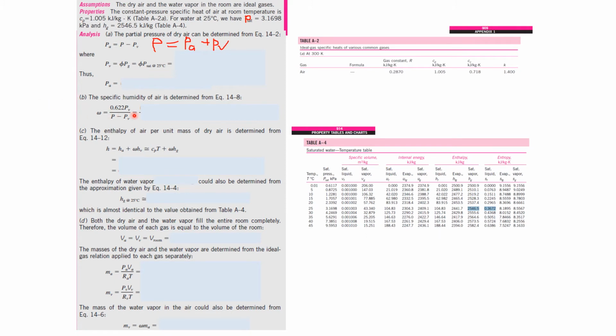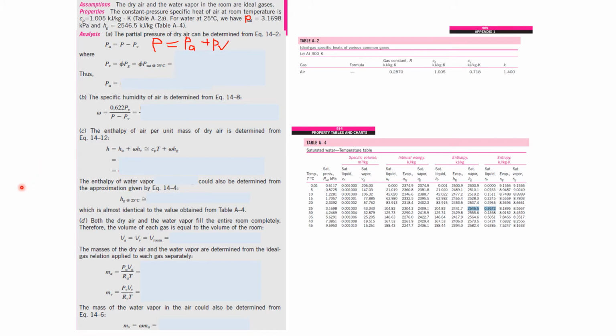And remember, the unit here is kilogram of H2O divided by kilogram of dry air. Now the enthalpy, again based on this formula, so we will use this part. We have Cp, which is given here as 1.005. And what about T? Temperature is 25 degrees C, so use 25 degrees C. Omega is obtained from here, and Hg is again given here, which we found from table A4 earlier. So substitute it, and that will give you the value of H.